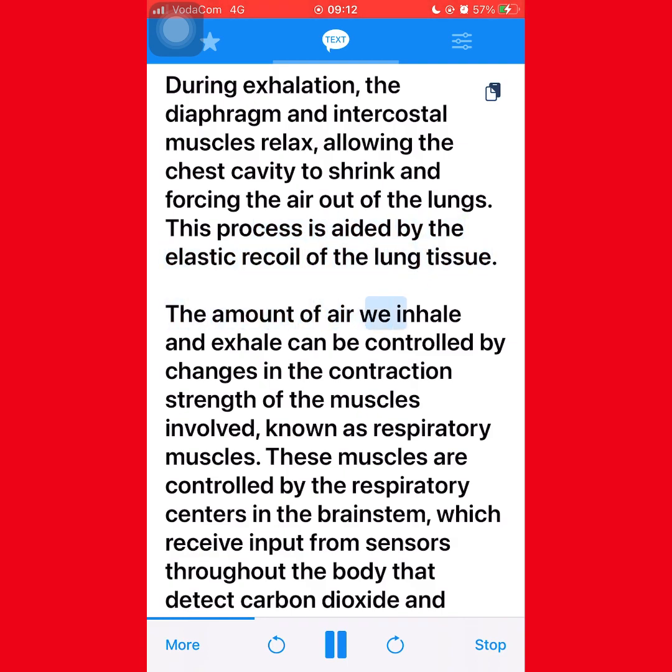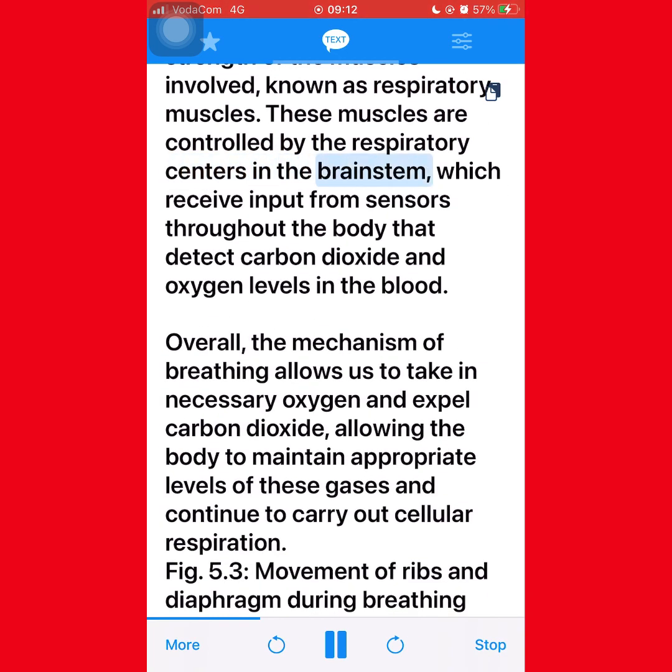The amount of air we inhale and exhale can be controlled by changes in the contraction strength of the muscles involved, known as respiratory muscles. These muscles are controlled by the respiratory centers in the brainstem, which receive input from sensors throughout the body that detect carbon dioxide and oxygen levels in the blood.